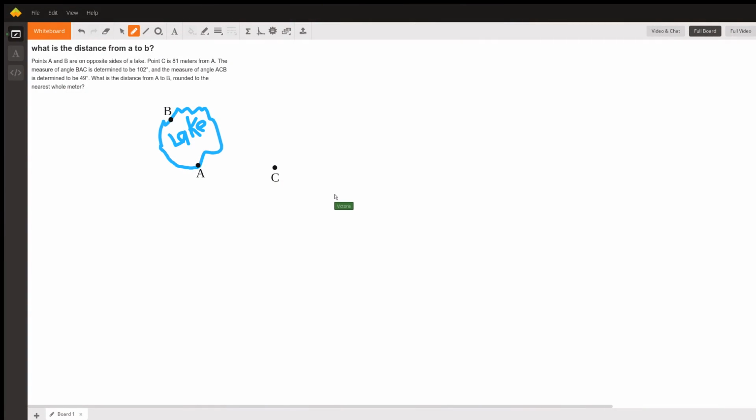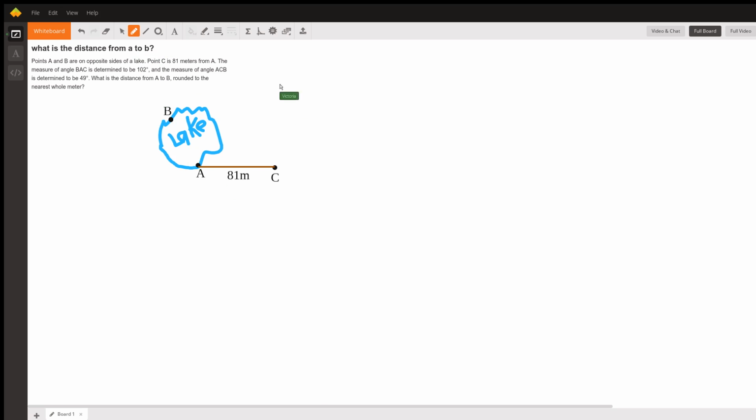Most word problems require a figure, and this one is no different. So here's our lake. Point A is on the opposite side from point B, and it shows us that point C is 81 meters from point A. So we're going to put 81 meters here.